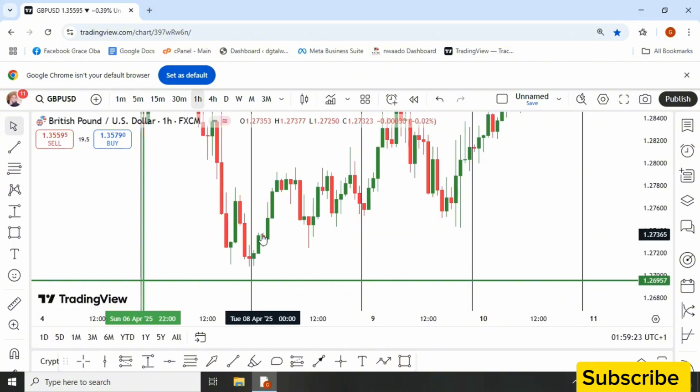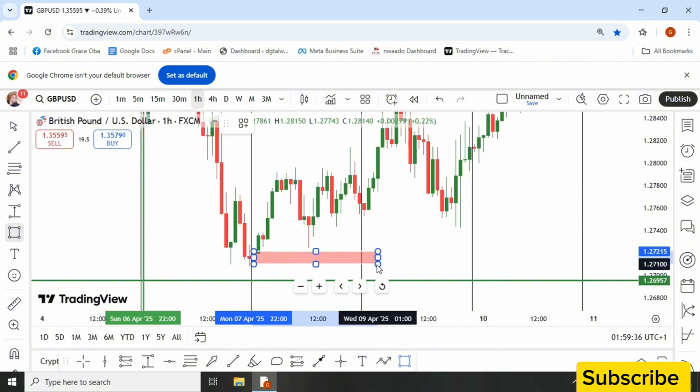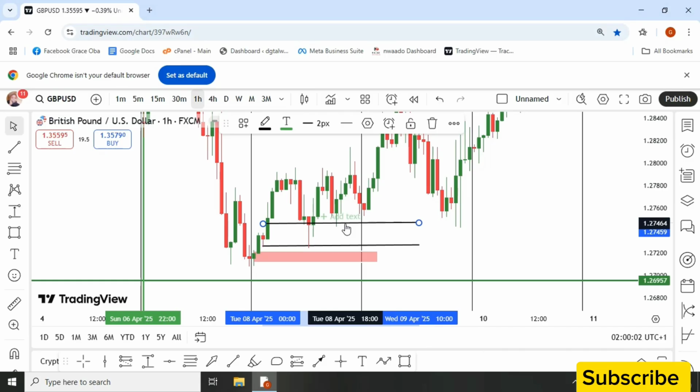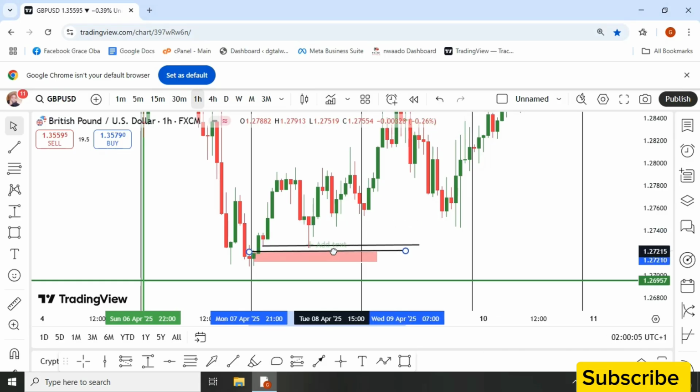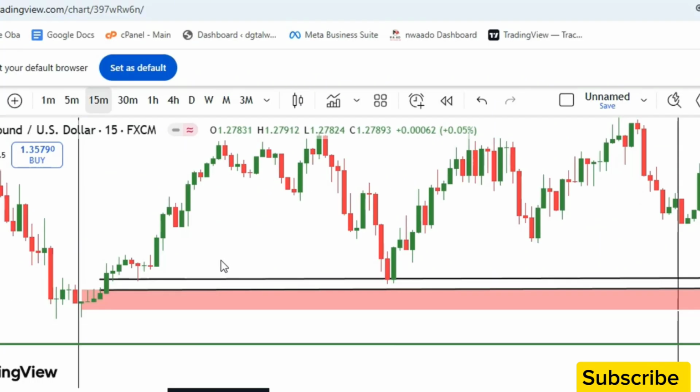Let's quickly mark out the whole body of the candle, then the fair value gap, and see how price is going to react in the 15-minute time frame. So let's go. The fair value gap is kind of tiny, but there's a first fair value gap here, right? There's another fair value gap here, right? There's a second gap here, right? So let's move to the 15 minutes time frame, guys.